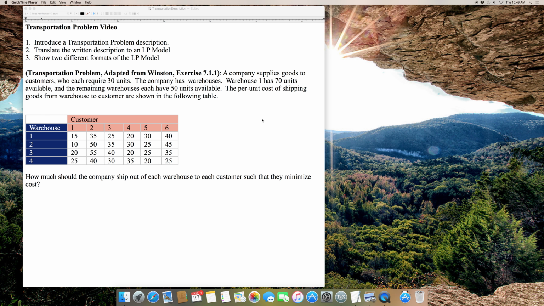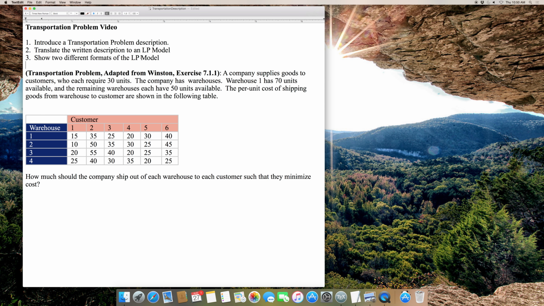In this video, I'm going to go over a transportation problem. In particular, I'm going to introduce a transportation problem description, translate that written description to a linear programming model, and then show two different formats of that particular LP model.